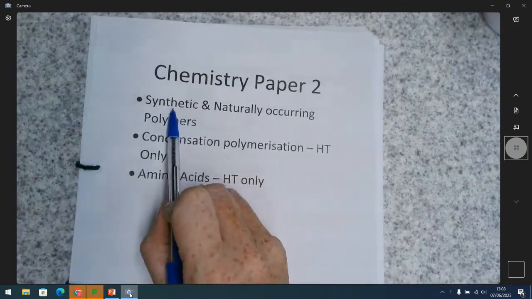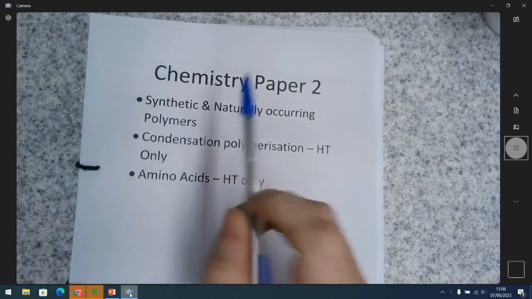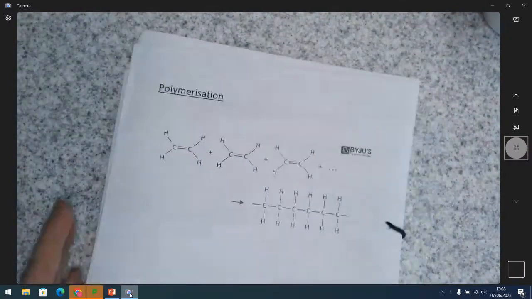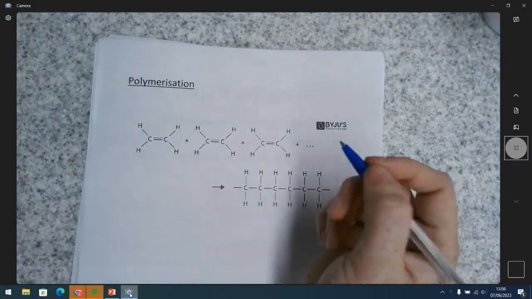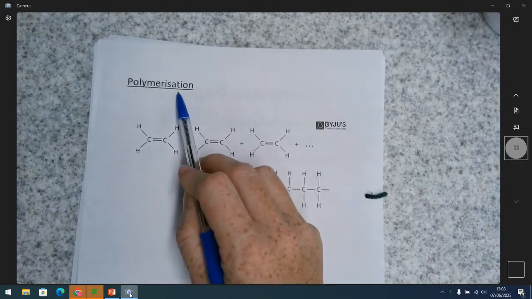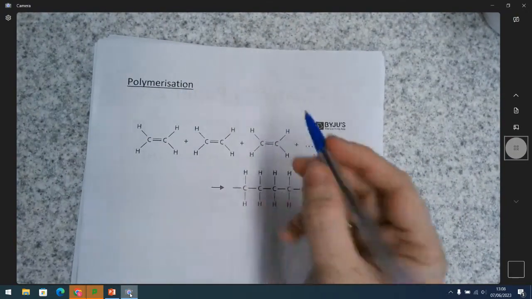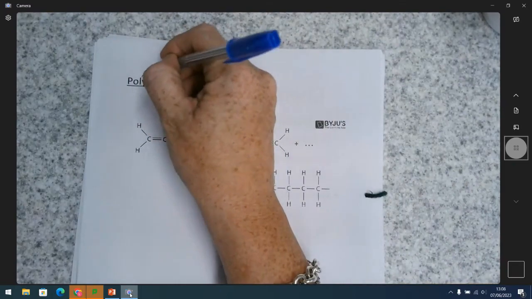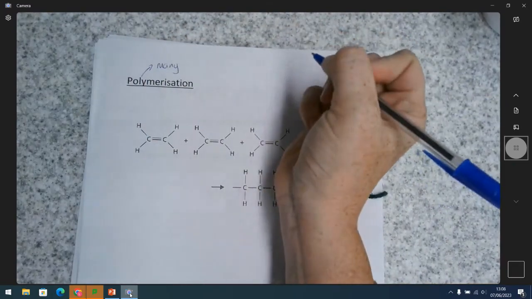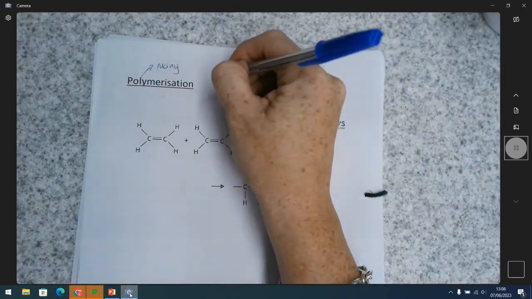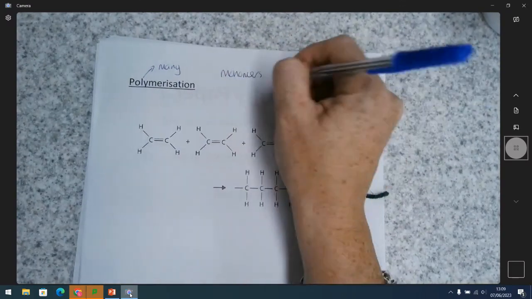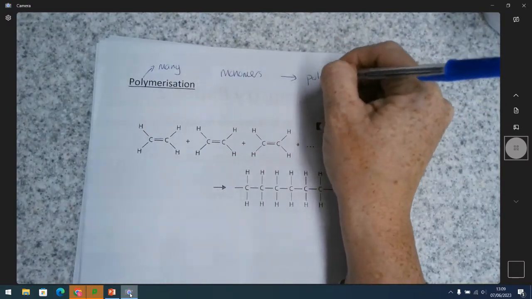So we're going to start with synthetic polymers and naturally occurring polymers. Again, this is all within your booklet that you were given before we broke up for half term. So we're going to start off with polymerization and what that word actually means. Poly means many, okay? So if you see the word polymer, then that means many. And polymerization is about turning monomers into polymers.